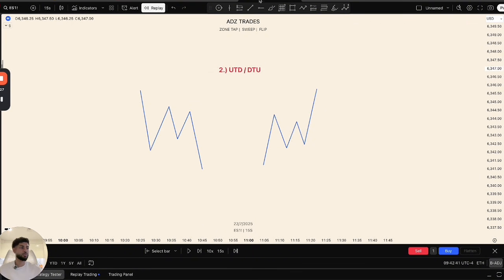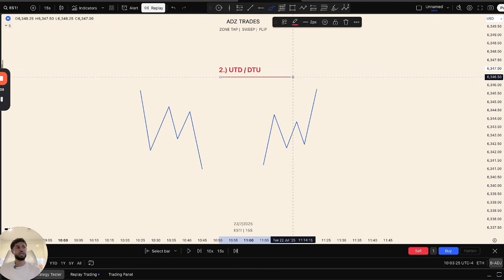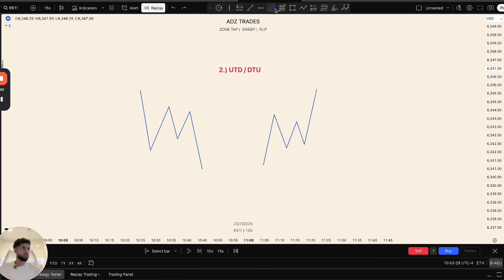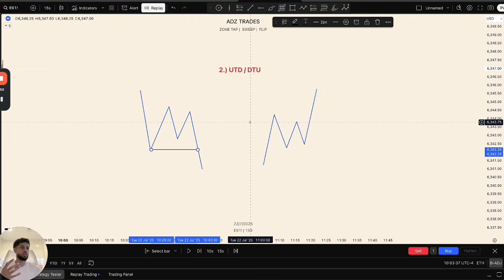Now the second one is up to down or down to up, depending on the trend. Always downtrend, only look at supply. Uptrend, only look at demand. Now some people call this sell to buy, buy to sell. It's the exact same thing. So for a downtrend, you're going to look at the last down to up. So again, what does it start with? It starts with a break of structure.